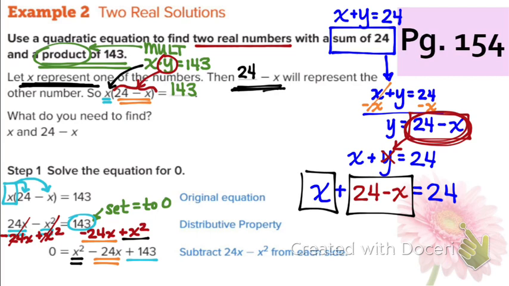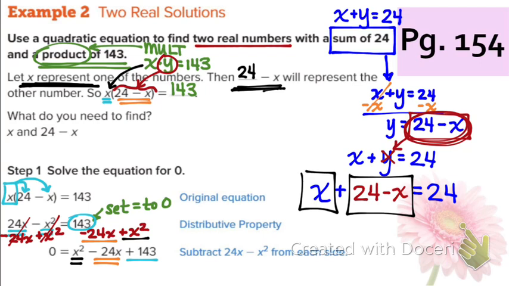Everything over here canceled. Why is the 0 on that side? It doesn't matter which side. You get to decide whichever side you want it to be on. The book chose this side. I don't know why they picked that side. I would have gone with the other side personally, because I think the other side would have been less work. So I want to take this equation right here, x squared minus 24x plus 143.